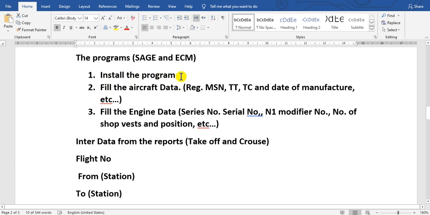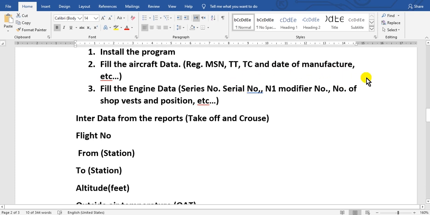If you have had the training course, install the program and fill in the aircraft data: the registration of the aircraft, manufacturer serial number, total time, total flight hours, total flight cycles, and date of manufacture. Then fill in the engine data: the model, Pratt & Whitney or CFM, the serial number of the engine, and the N1 modifier. The N1 modifier number you can get from the engine data plate. Then the number of shop visits, how many shop visits this engine had, and position one or position two on the aircraft.